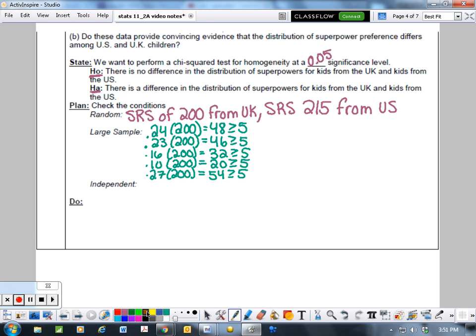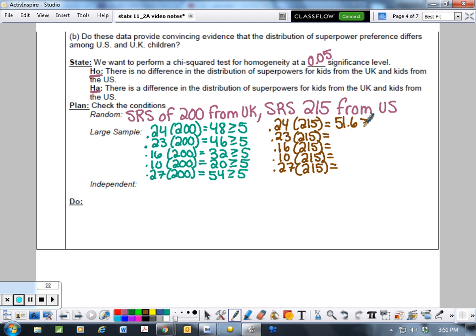And now we're going to look at the United States. Again, I'm going to take that 0.24, that 0.23, that 0.16, that 0.10, that 0.27. I'm going to times them by the total number of kids that we sampled from the US. So 215, and this will tell me how many to expect. When I multiply that out, I'm going to get 51.6.